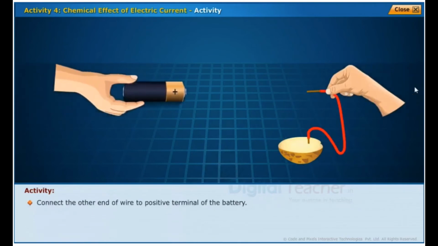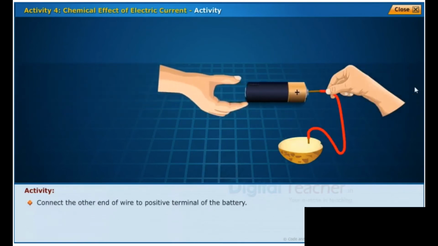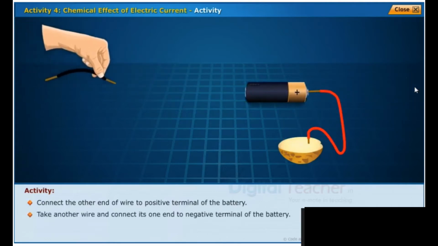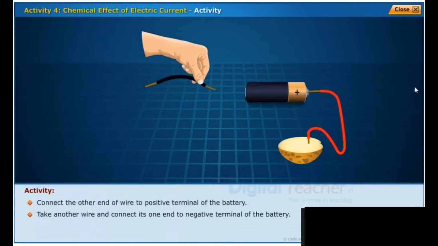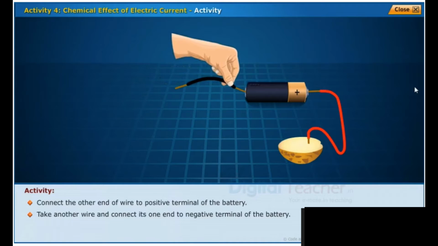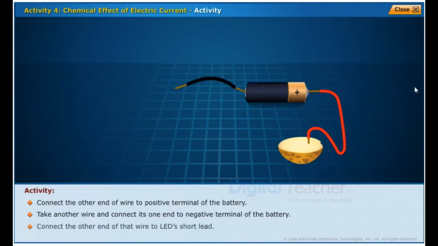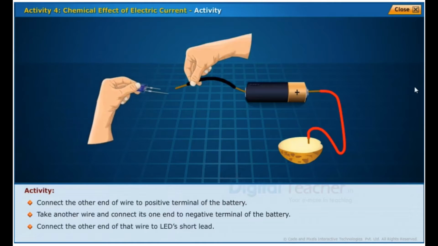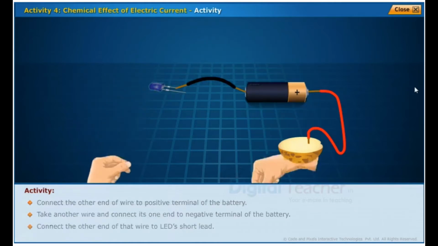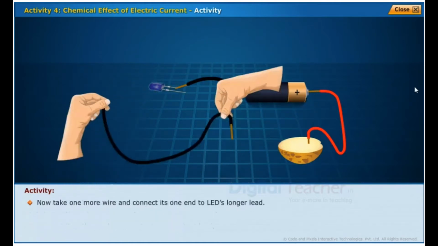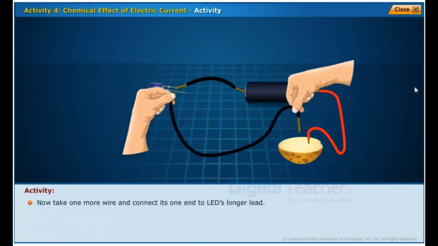Connect the other end to the positive terminal of the battery. Take another wire and connect its one end to the negative terminal of the battery. Connect the other end of that wire to LED's short lead. Now, take one more wire and connect its one end to LED's longer lead.